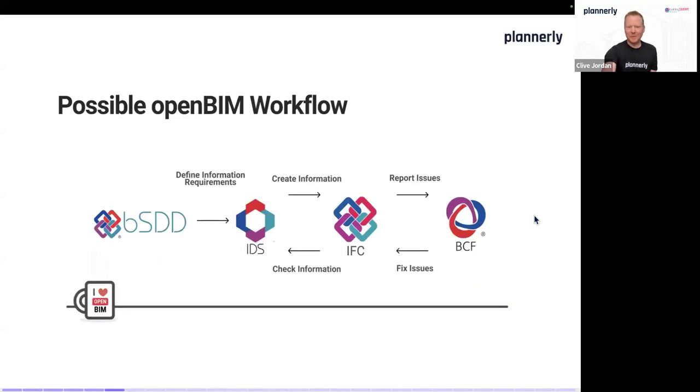A possible openBIM workflow that we will cover today is how you use the buildingSMART Data Dictionary, with all of the definitions, terms, and important information in a standardized form, to create an Information Delivery Specification, so your requirements. That will then enable you to create deliverables that can be checked against, and also a way of supporting the reporting and fixing of issues using BCF as well. So there are lots of different acronyms and terms here. Some of them might not be familiar to you, so we'll cover them in a little more detail. But this is the general workflow that we are going to cover today.